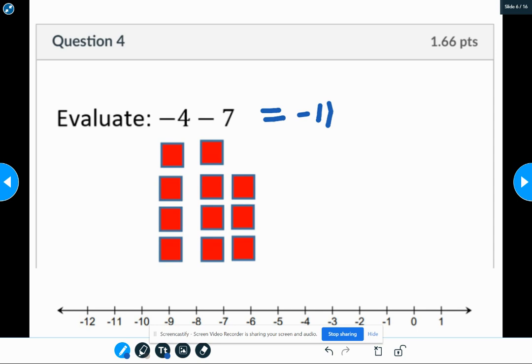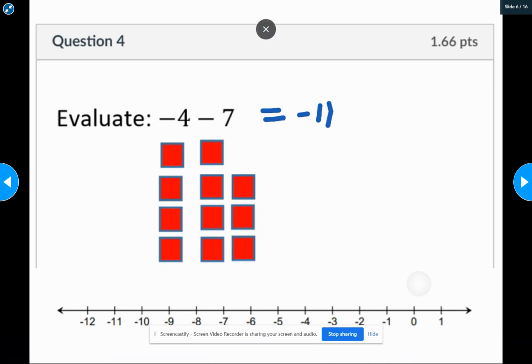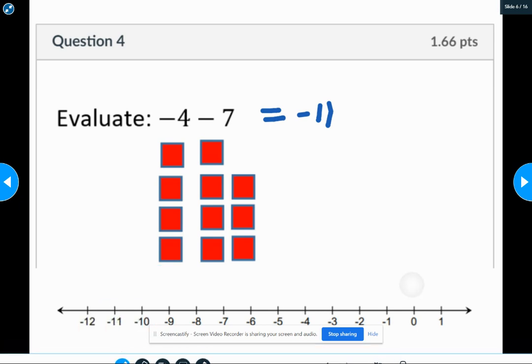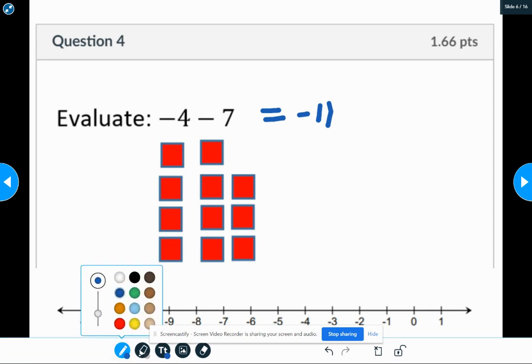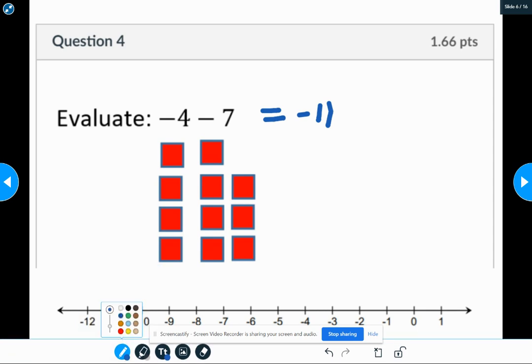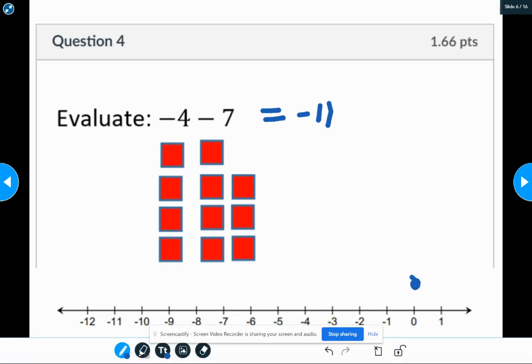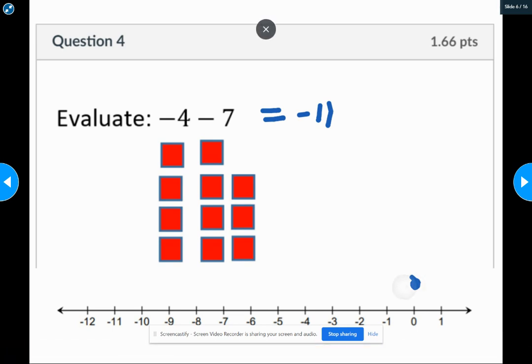Okay, with the number line, think of it as negative 4 first, starting at 0. Always start at 0. Why is that not letting me do this? Okay, start at 0. The first thing you see is a negative 4, so that means left 4.